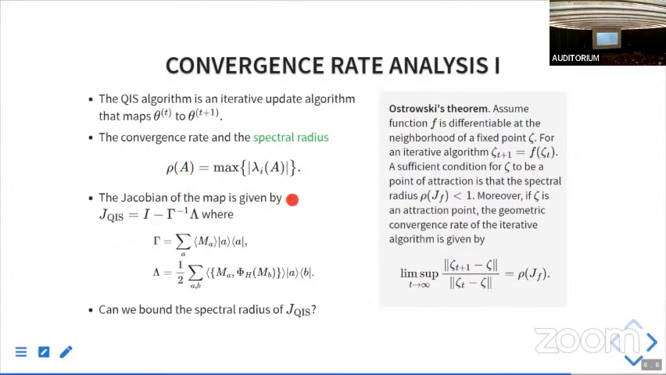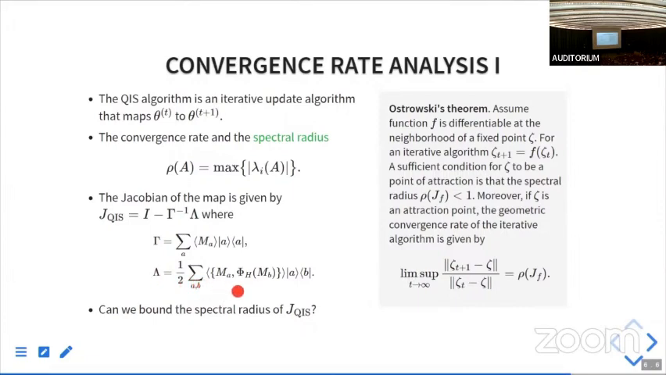And you can compute the Jacobian by a theorem due to Ostrowski. The convergence is governed by the so-called spectral radius of the Jacobian. Just like if linearized it is a matrix, if the matrix is shrinking, then you're good. What is this matrix? It's identity minus gamma inverse lambda. Gamma is a diagonal matrix where you have the mean value of the operators, and lambda is actually the second derivative, while gamma is the first order derivative of the partition function.